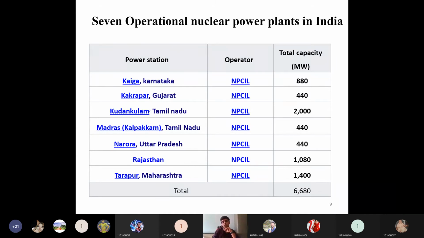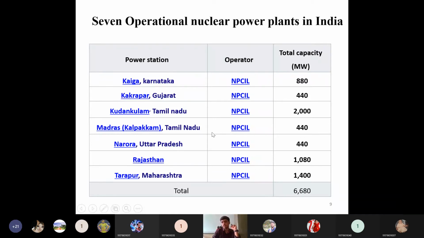Then Kudankulam, which is in Tamil Nadu, and also Madras, which is in Kalpakkam. Okay, these two are also operated by Nuclear Power Corporation of India Limited, and they are located in Tamil Nadu, with an installed capacity of 2,000 and 440 megawatts respectively. And Narora, which is in Uttar Pradesh.